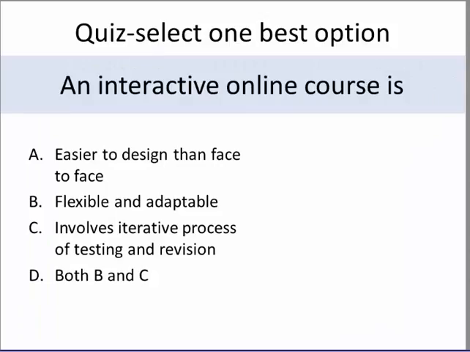So we have a quiz question here. You can select one best option. The stem of the question is that an interactive online course is indicated by the following 4 characteristics. You can read the different options and choose the most appropriate.